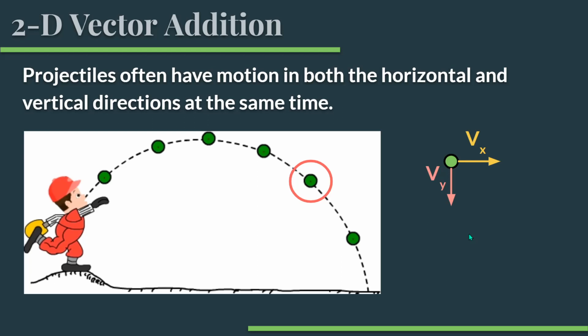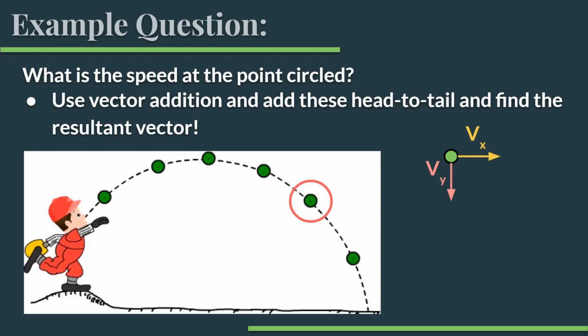If we add them together, like we just did with our vector addition, we can figure out what the total velocity would be. But when we do all of our calculations later on, you're going to be calculating horizontal and vertical separately, finding those two pieces and then adding them together to get your resultant. So what is the speed at the point circled? Use vector addition and add these head to tail to find the resultant vector. Again, you could add them head to tail like this, or you could have moved Vy at the end of Vx. It doesn't matter what order you add them in. Either way, here's my two vectors added together, head to tail.